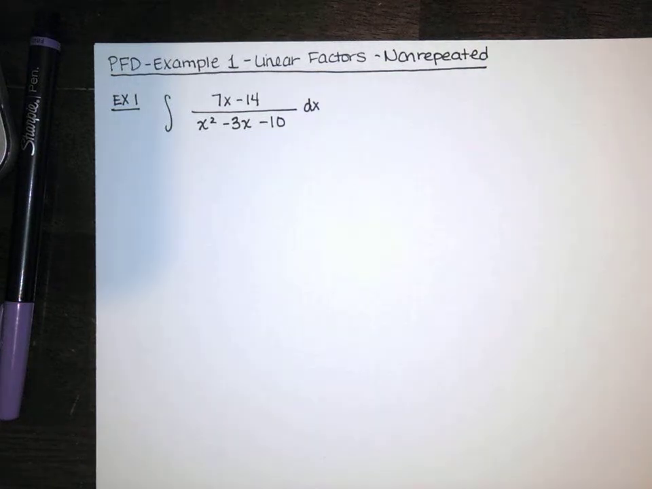Hi guys, welcome back. This is an example of using partial fraction decomposition whenever your denominator has linear non-repeated factors. First of all, if this was my integral and it was presented to me, I would ask myself if basic rules applied, and then I would ask myself if U-substitution applied if my basic rules don't apply.